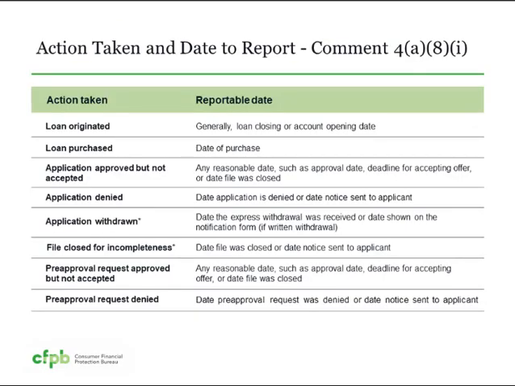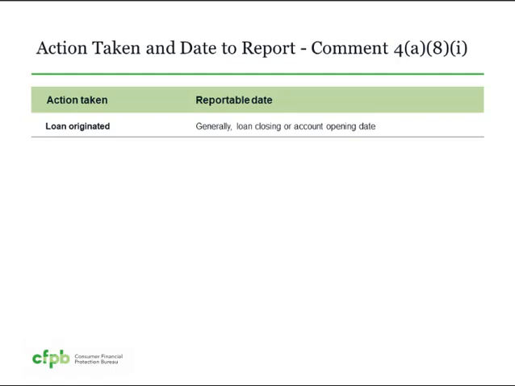Let's review the dates to be reported for the final action taken on an application. The date of final action is based on the final disposition of the application. This page summarizes the dates to be reported. For example, for a loan that was originated, the date of final action to be reported is generally the date the loan closed, or in the case of an open-end line of credit, the date the account was opened.